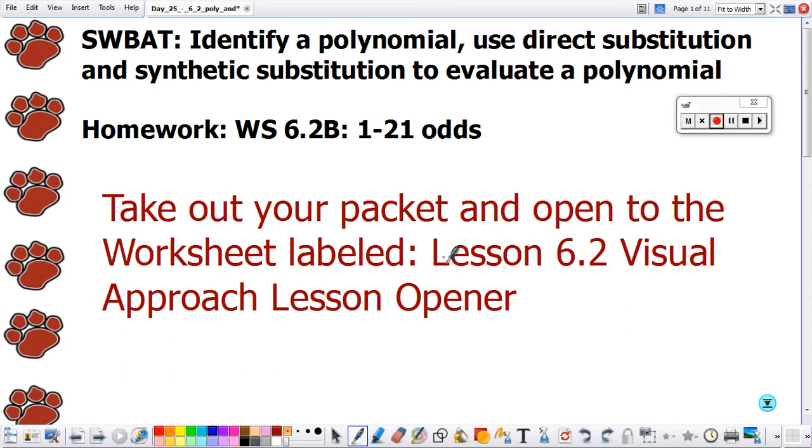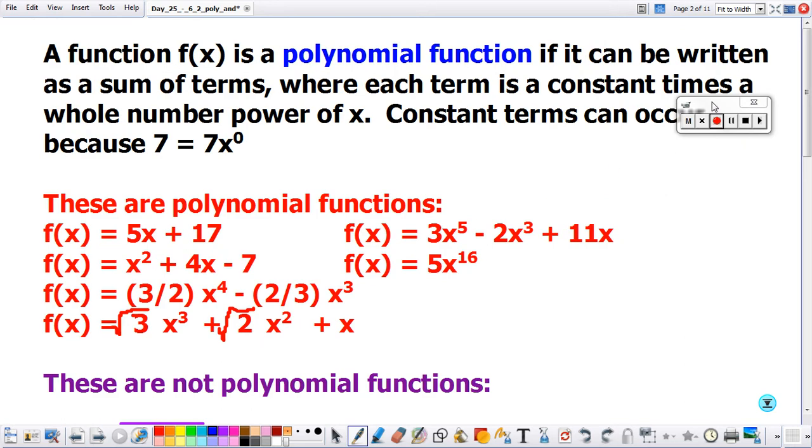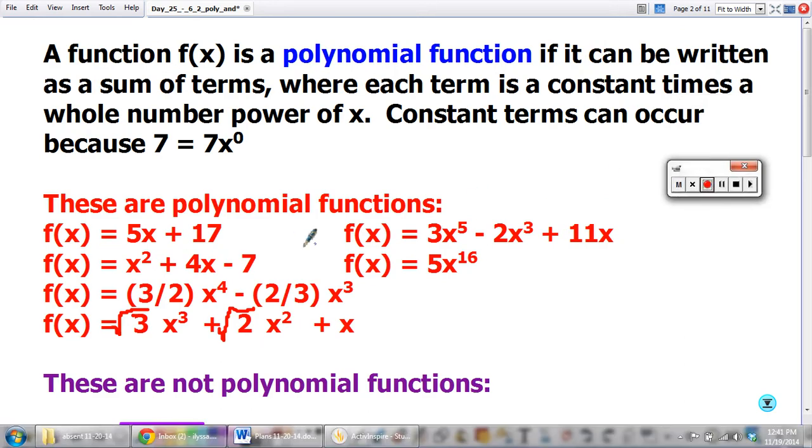To start class today, we're going to look at 6.2 Visual Approach Lesson Opener. So find that in your packet. We'll pause the video to give you a chance to find that.